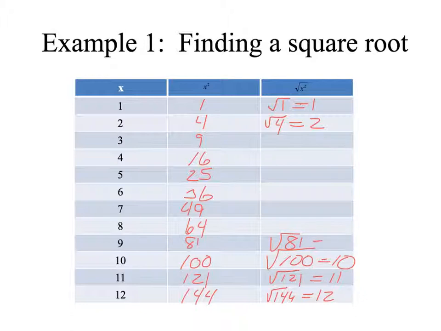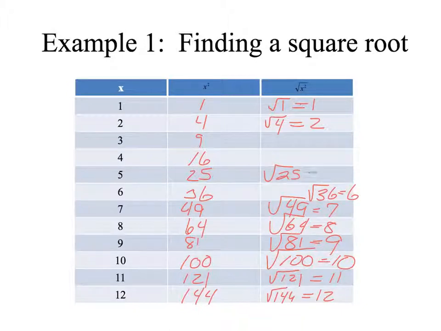Square root of 81 gives me 9. Square root of 64 gives me 8. Square root of 49 gives me 7. Square root of 36 gives me 6. Square root of 25 gives me 5. Square root of 16 gives me 4. And the square root of 9 gives me 3. So I'm ending up back where I started.